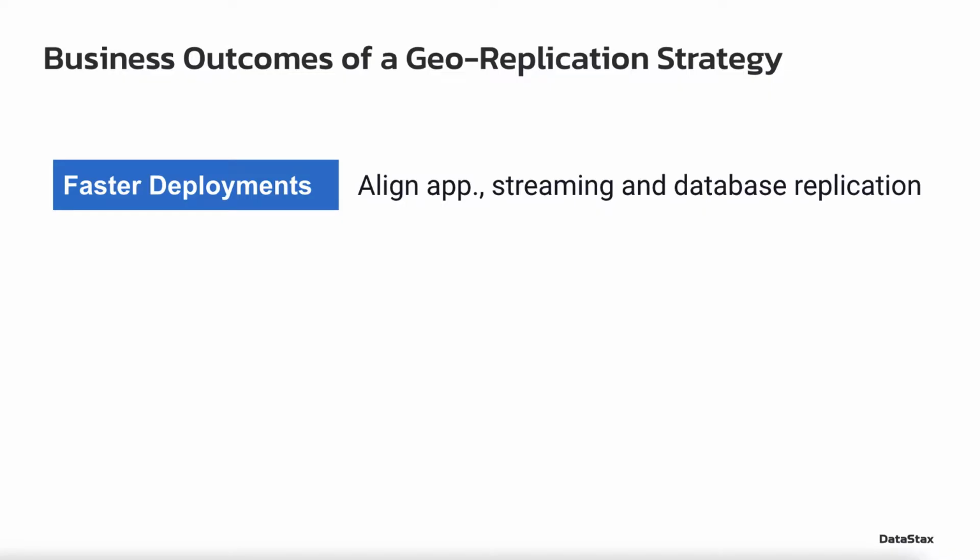Business outcomes should be part of the selection process for any messaging replication strategy. Here are 4 key benefits to consider with Apache Pulsar. Faster deployments. Pulsar makes it easy to align messaging replication with application and database strategy. This is important because applications often feed data streams and data streams feed databases.